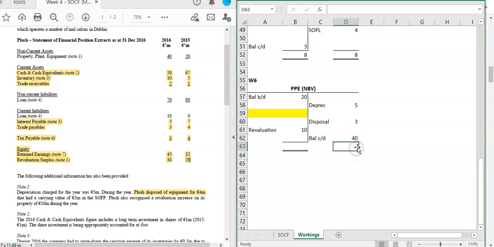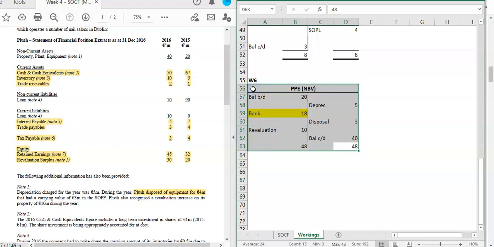So that means this side is 48. This side should be 48 as well. So we're missing the acquisition, or credit bank, debit property, plant and equipment, 18. That's the only way this will make sense. The only way it makes sense is if we acquired property, plant and equipment during the year for 18 million. That will explain how we got from 20 million opening balance to 40 million closing balance, accounting for depreciation, accounting for the disposal, and accounting for the revaluation.